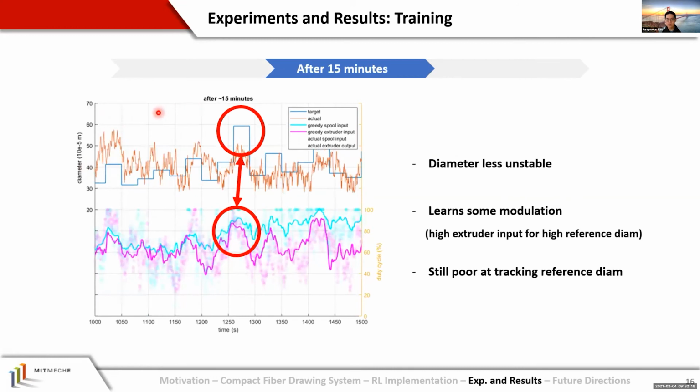And this is how it looks after 15 minutes of training. You first notice that the diameter is less unstable, and we can see that the controller is trying to do some modulations. For example, we see that the extruder input in pink is high when the reference diameter is also high. However, it still struggles to track the reference accurately.